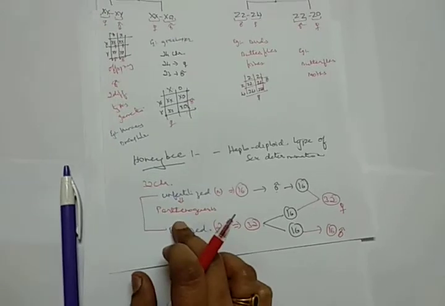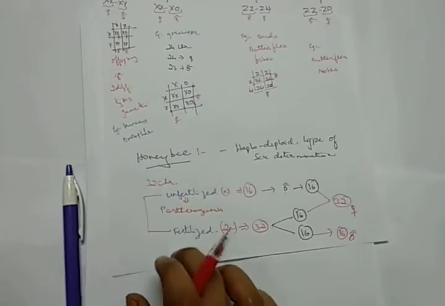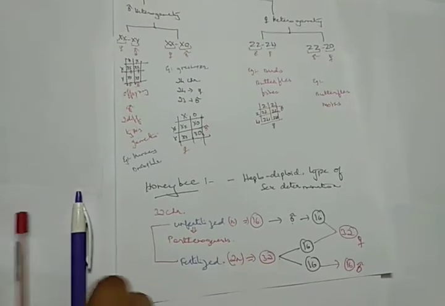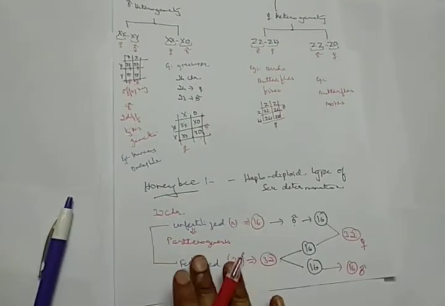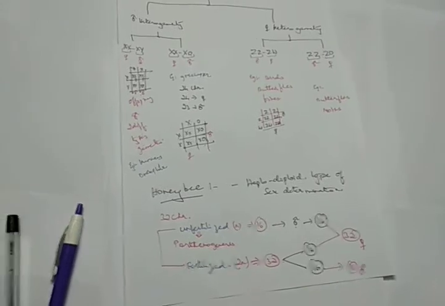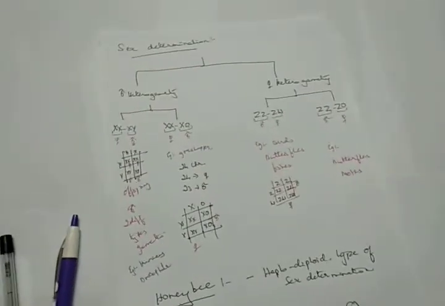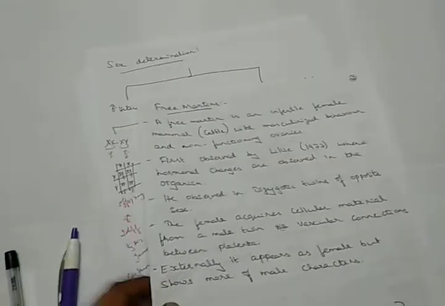That is called parthenogenesis. So these are the different types of sex determination which will be observed in organisms. Apart from this, there are certain other examples also, which include free martins.